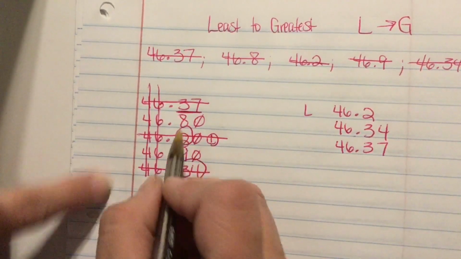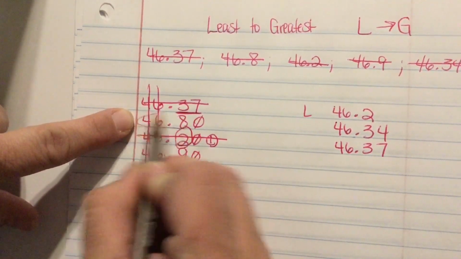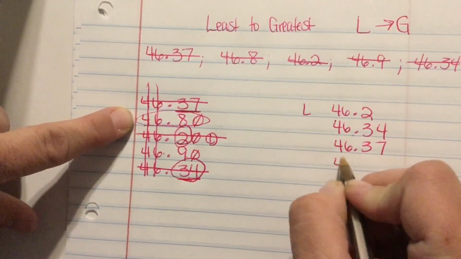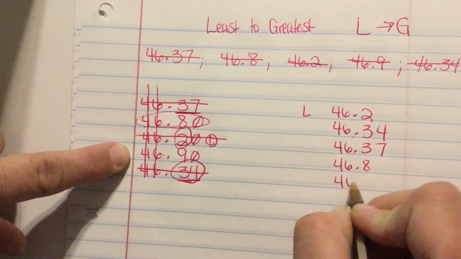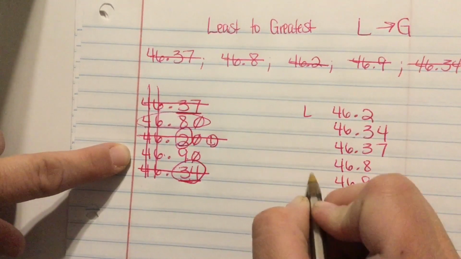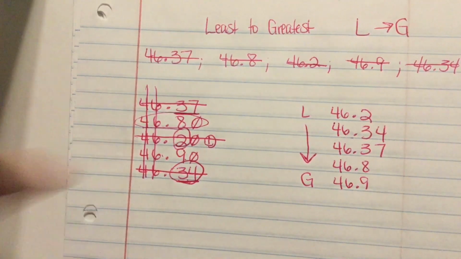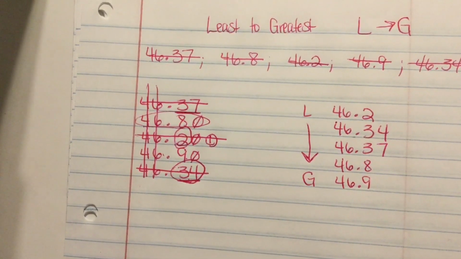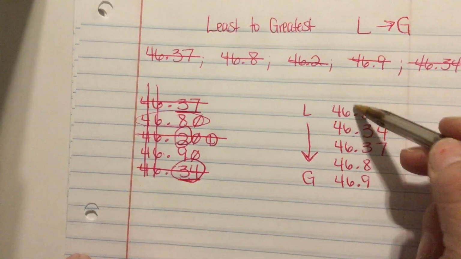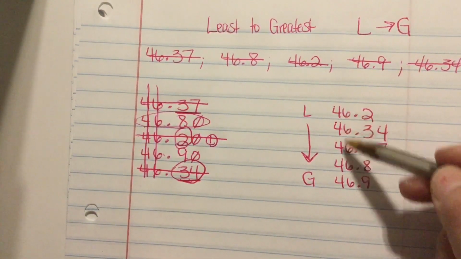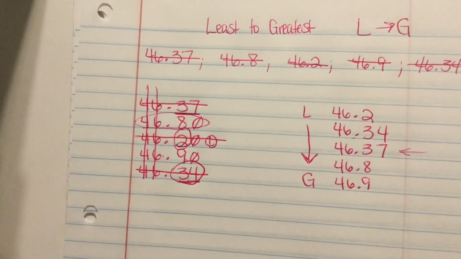All right, so now I'm left with 0.8 and 0.9. I know that 0.8 is smallest. So 46 and 8/10, followed by 46 and 9/10. So I went least to greatest, putting them in order. Now, if the question asks which number is in the third place, well, if I put them in least to greatest, the third one would be 46 and 37 hundredths.